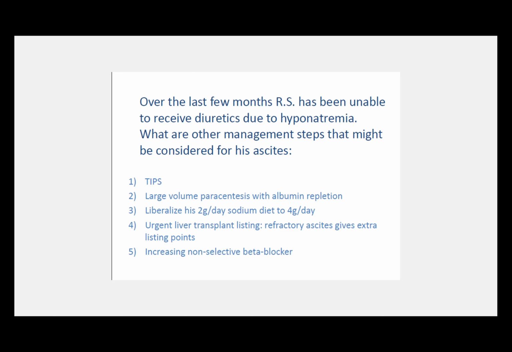So the unanimous option seems to be number 2, a large volume para with albumin repletion. Yeah. So it actually is that, but it's both. It's large volume paracentesis and it's TIPS, and we're going to go into that in a little more detail.